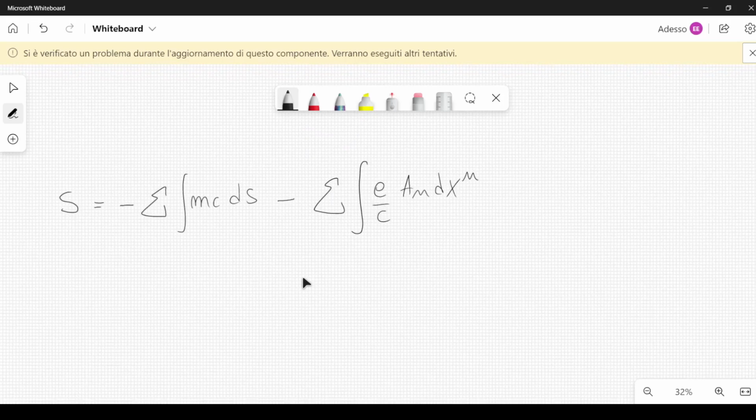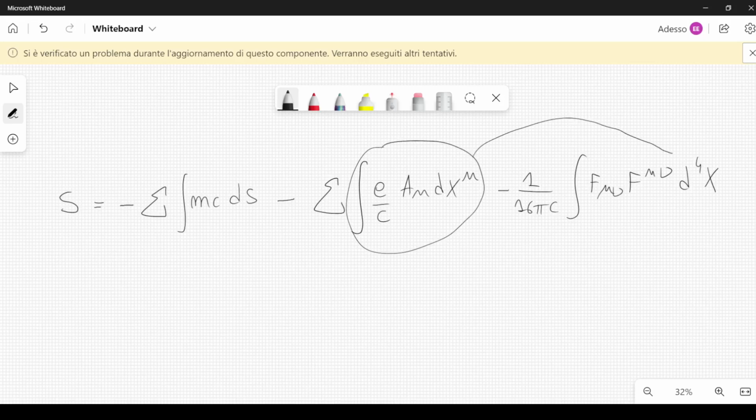In particular, I have another contribution which is related to the electromagnetic tensor F mu nu. And in Gaussian units, this can be written as minus 1 over 16 pi c integral F mu nu F mu nu d4x. In this case, I have to integrate over the 4-volume because of the dimensions, because of the units of F mu nu. And we are going to transform this integral in a similar fashion. So we will have an integral over d4x.